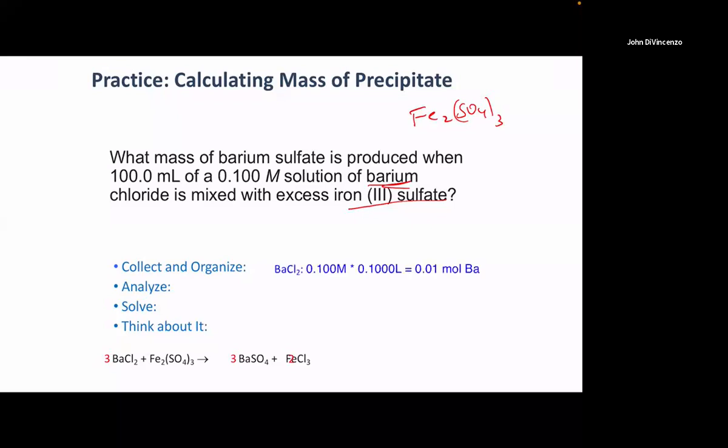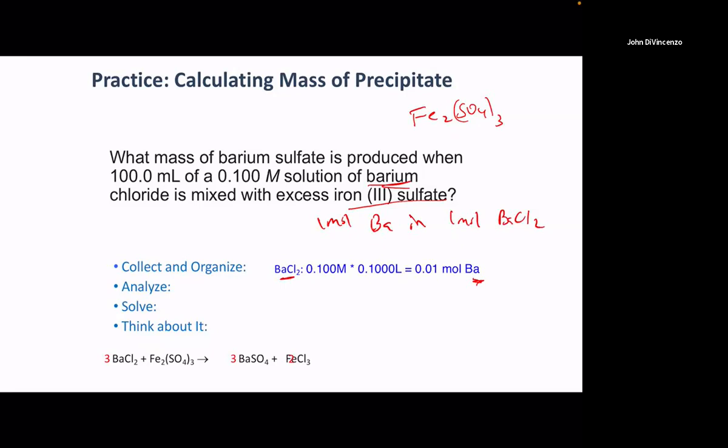So, how much barium chloride do I have? I've got 0.1 molar times 100 mL. So I've got 0.01 moles of barium, because the moles of barium is the same as the moles of barium chloride. And that's because there's 1 mole of barium in 1 mole of barium chloride. So I didn't have that step there. I went from barium chloride to barium, because they're 1-to-1.